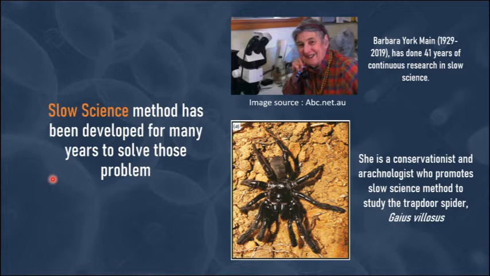Before I go deeper into this topic, I'm going to introduce you to the person behind slow science. She is Barbara Yorkman. She has done 41 years of continuous research in slow science. 41 years. That's a really long time. She is a conservationist and arachnologist who promotes the slow science method to study these particular spiders, the trapdoor spiders, Euoplos velocis.